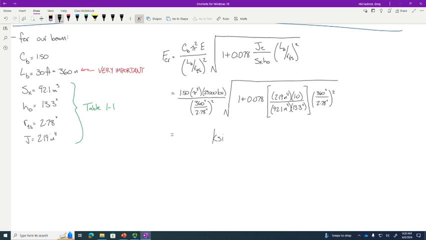126.4. Say it again. 126.4. That's not what I got. 46.77. That sounds right. 46 point, is it like 779? Yeah, that's what I got. I got 46.779. What I would say is check and make sure that your groupings, that you got all your parentheses, check and make sure that everything is supposed to be within the square root as it's supposed to be, and make sure that these are squared.